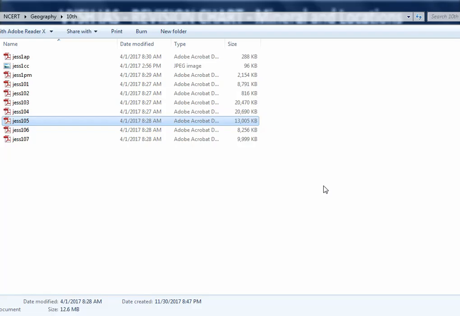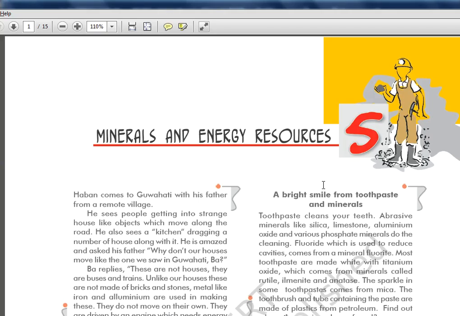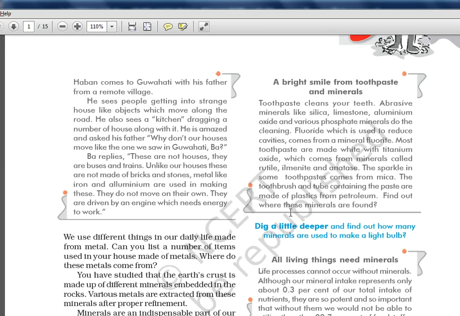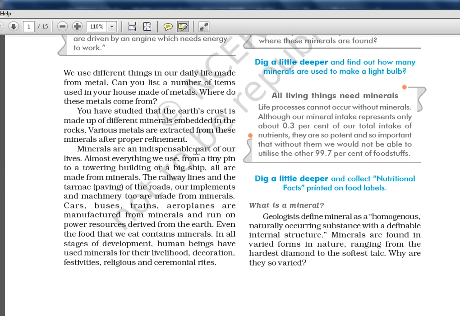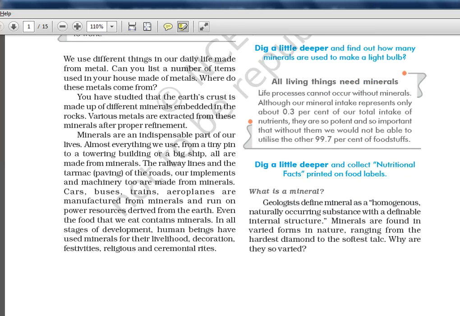Now let's begin the actual chapter given in the textbook. Here the first 2 stories we don't need, we'll go for the content. Minerals, what are they? Minerals are an indispensable part of our lives. Almost everything we use, from a tiny pin to a towering building or a big ship, is made from minerals. The railway lines and the tarmac, that is the paving of the roads, our implements and machinery, everywhere we need minerals.